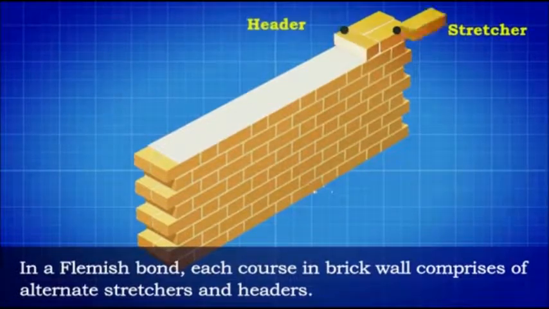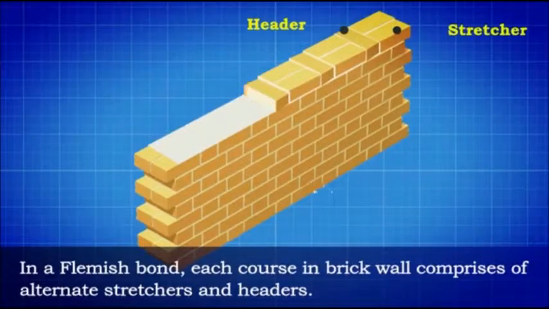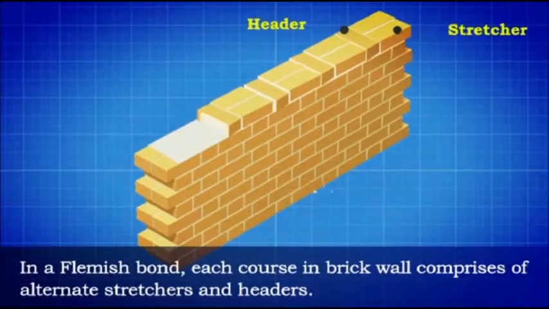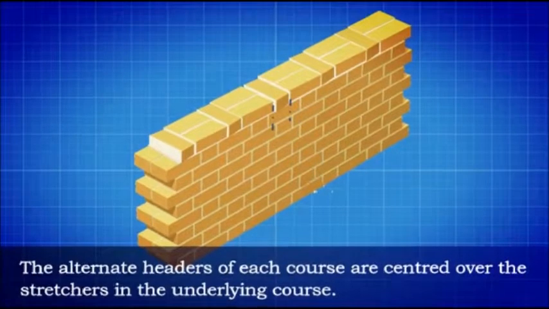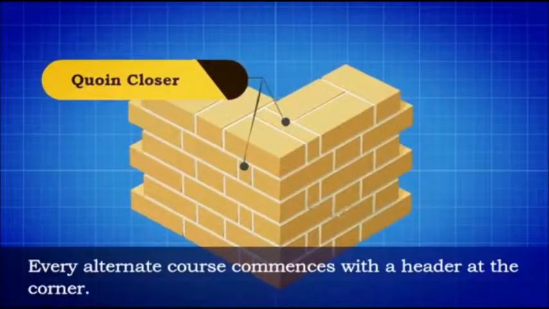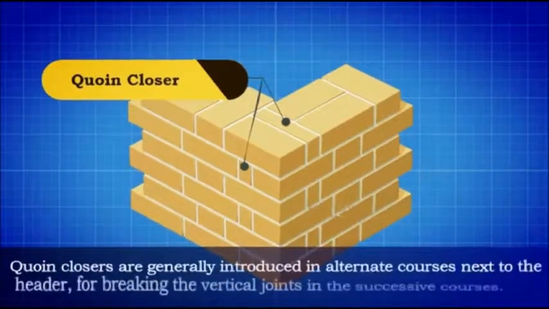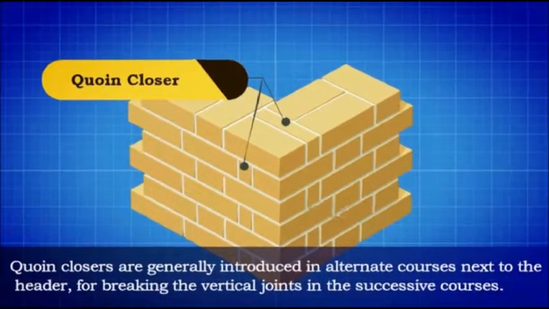In a Flemish bond, each course in a brick wall comprises alternate stretchers and headers. The alternate headers of each course are centered over the stretchers in the underlying course. Every alternate course commences with a header at the corner. Queen closers are generally introduced in alternate courses next to the header, for breaking the vertical joints in the successive courses.